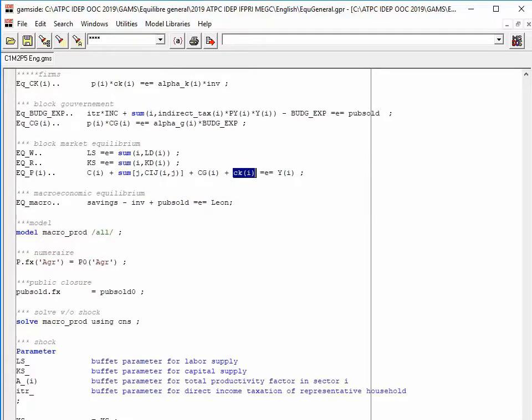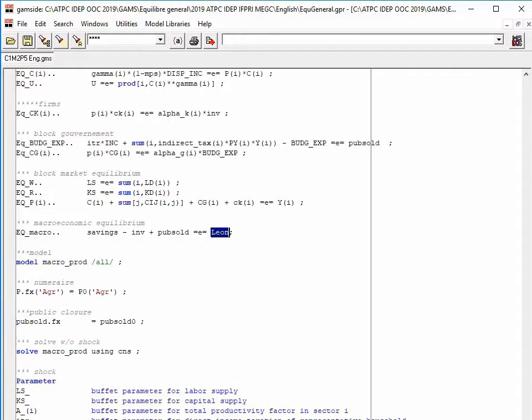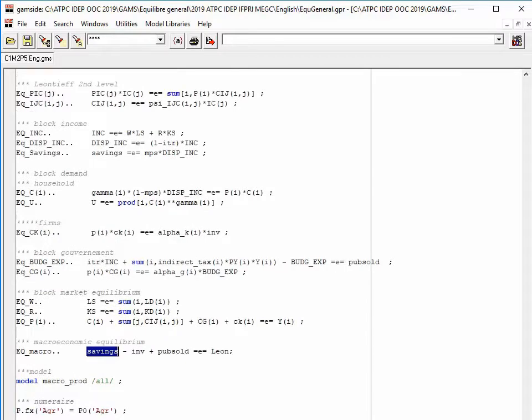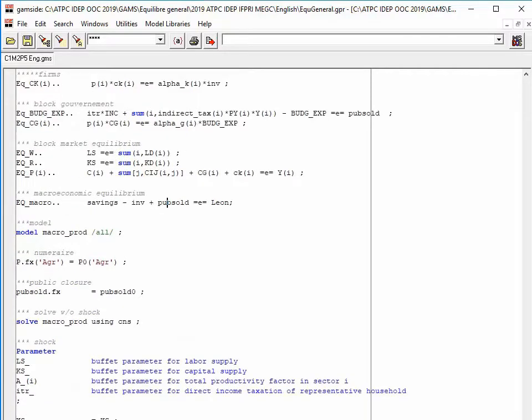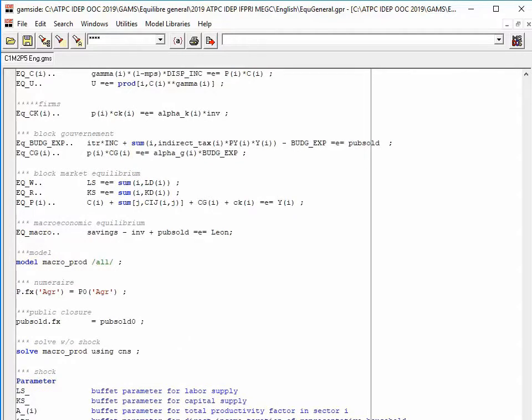and the macroeconomic equilibrium is changed because right now it is savings minus investments plus public balance is equal to 0. So the investment is added to this equation. I could have added it on the labor market equation, but here I did it on the macroeconomic equilibrium. Just to note that savings is determined in the block income, by this equation, and the public balance is in fact constant. So this is the public closure.